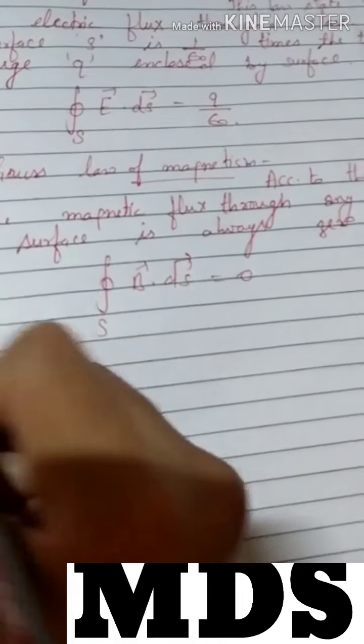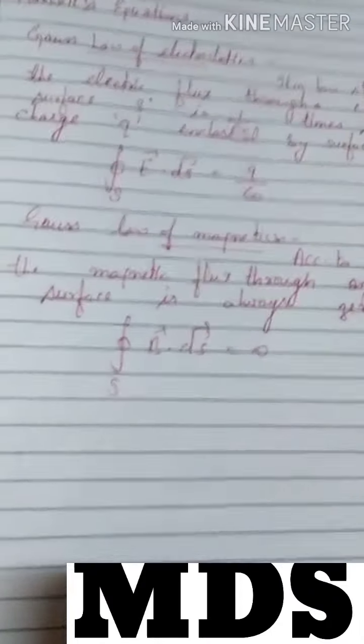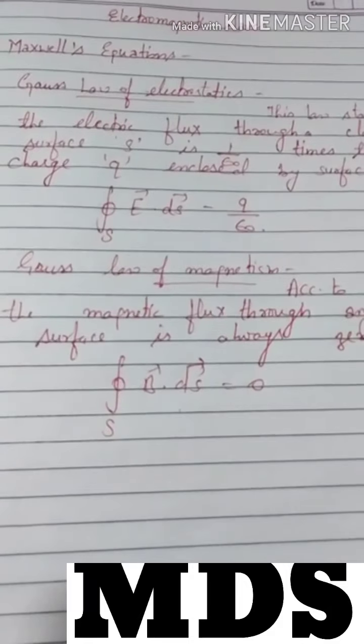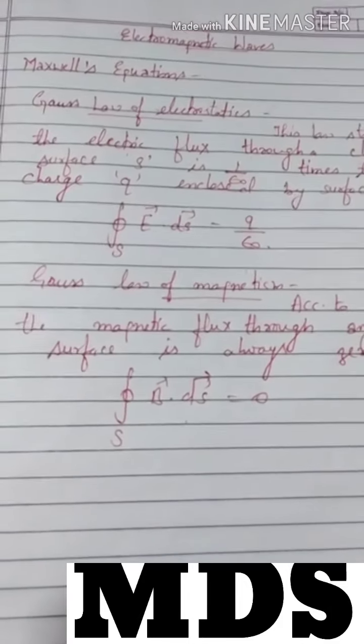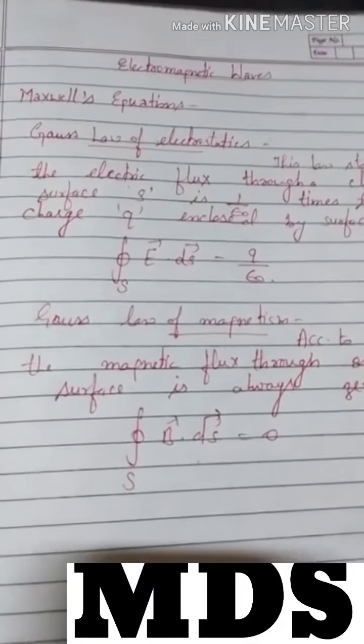According to this, a single magnetic pole does not exist in nature. There must be both north and south poles. If we cut a magnet from the middle, each piece again acquires both north pole and south pole.